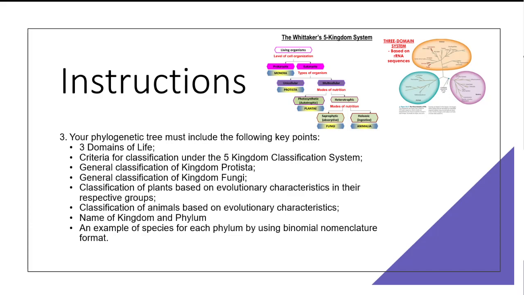Third and fourth point, general classification for kingdom Protista and kingdom Fungi. Fifth, classification of plants based on evolutionary characteristics in the respective groups. Sixth, classification of animals based on evolutionary characteristics. Seventh, name of each kingdom and phylum. And eighth, an example of species for each phylum using binomial nomenclature format.